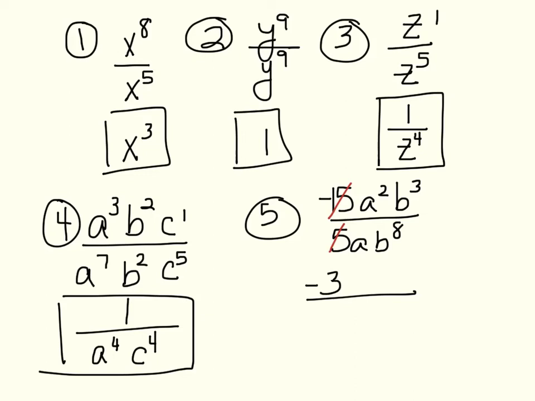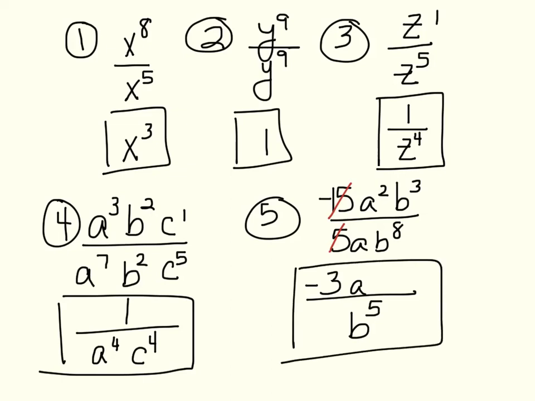Where are there more a's? On top. How many more are on top? Just 1. So we have a to the 1st, or a. Where are there more b's? On the bottom. How many more? 5. So my answer is negative 3a divided by b to the 5th.